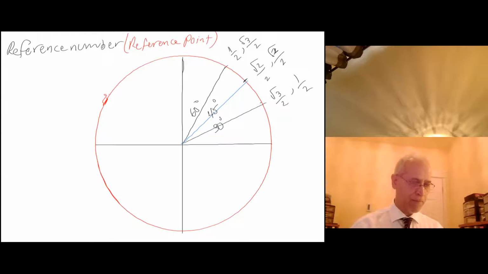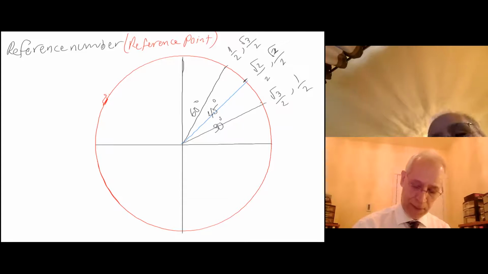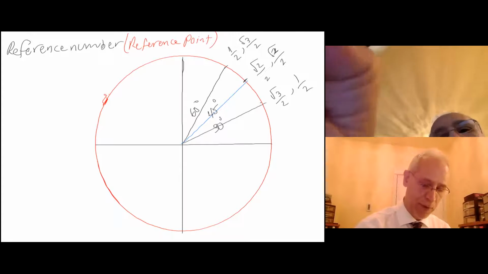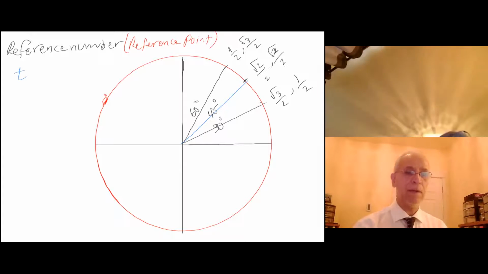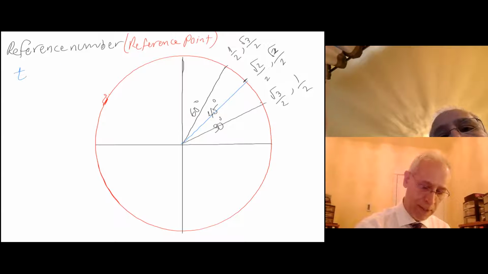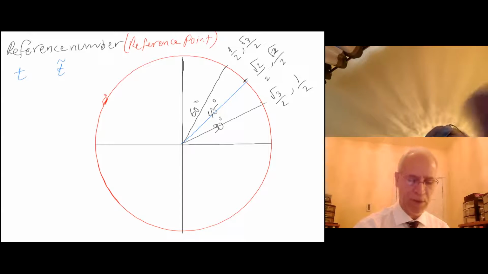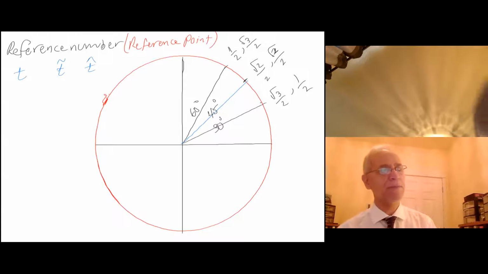And so if you are given a point, say, and we're representing that point by, say, t, then the reference point is t tilde. So t tilde. Some textbooks have it as t hat. It doesn't really matter what we call it.